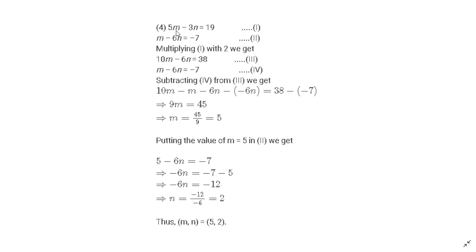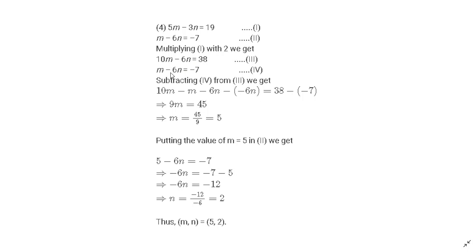So if we can see here, here is a 3n and here is a 6n. So we can multiply 3n by 2 to get the 6n. So we will do it. Multiply equation number 1 with 2, we get 10m (5 into 2), minus 3 into 2, minus 6n, is equal to 19 into 2, 38. And equation number 2 we will write as it is.